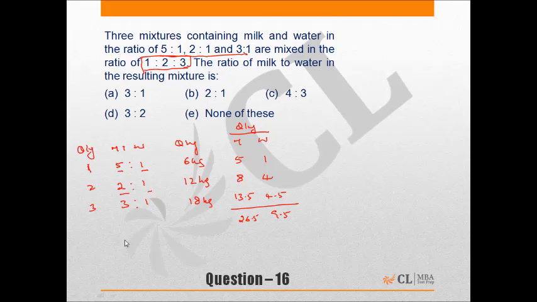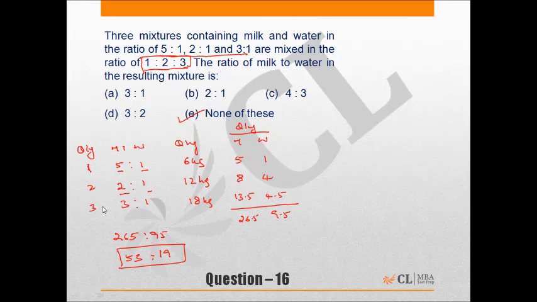So the ratio of milk to water in the final mixture will be 26.5 to 9.5, or 265 to 95. Which means none of the choices are correct, and the correct answer hence is none of these. Just from your point of view, 5 into 19 is 95, and 265 is 5 into 53. So the ratio you are looking for is 53 to 19. This is not available here.